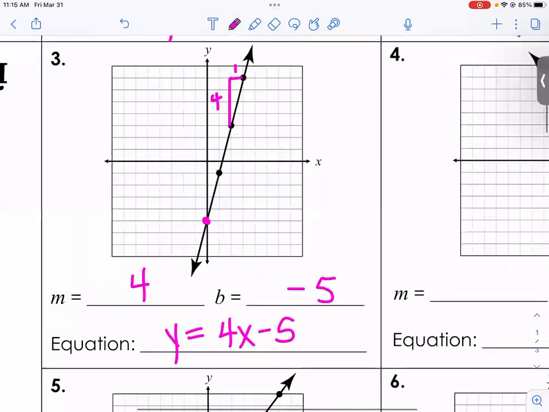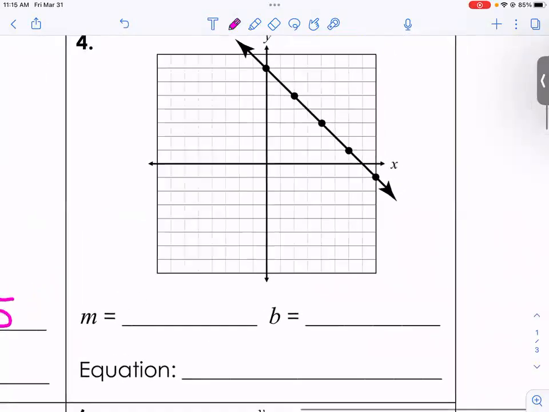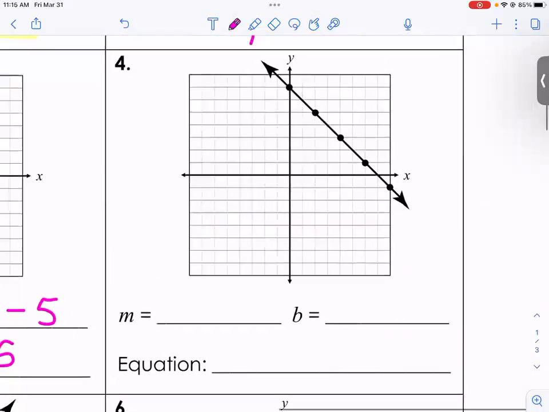Okay. All right, Braylea, what is our y-intercept in number 4? 7. Cool. And Harper, what is our slope? -2. How'd you get -2?